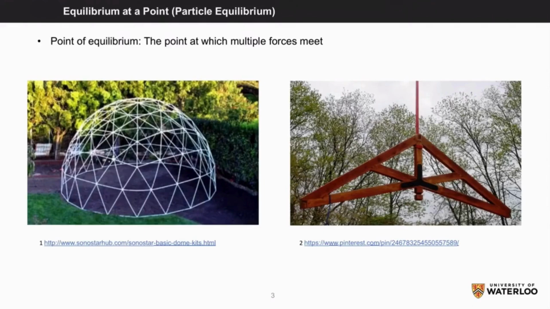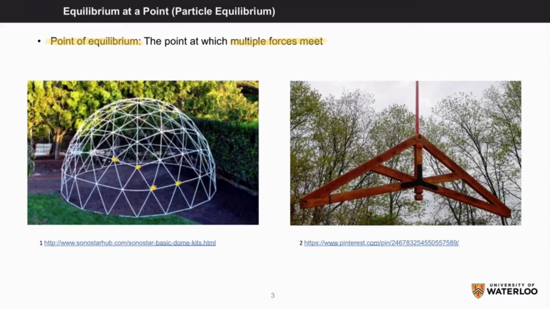Our first topic of the week is on equilibrium at a point, also known as particle equilibrium. The point of equilibrium is essentially the point at which multiple forces meet. On this slide and the next, there are real-life examples demonstrating equilibrium at a point. Pause the video here to analyze these images and try to identify the points of equilibrium.